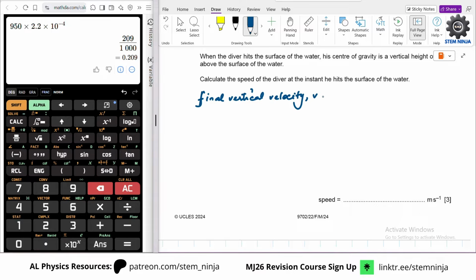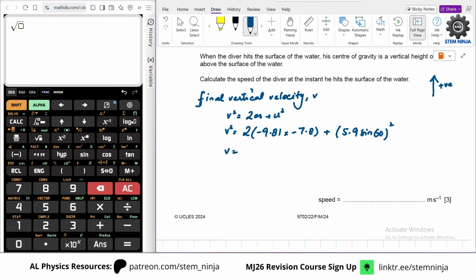V is equal to... we can use v squared equals u squared plus 2as, and we take upwards to be positive, so v squared would be equal to 2 times minus 9.81 times minus 7.8 plus 5.9 sine of 60, whole squared.